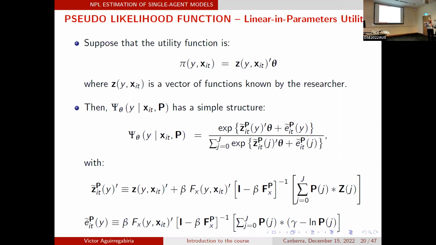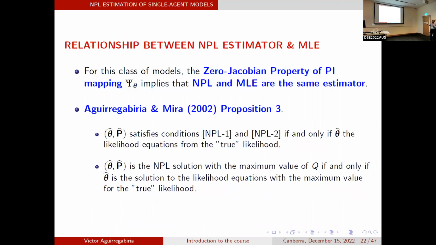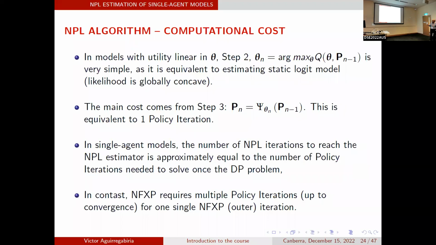I think that the main difference will be that the hybrid might reduce by 1 or 2 policy iterations. That is our experience here, but not much more than that. 1 or 2 policy iterations for each inner iteration. But that's what we did, the policy iteration version of the nested fixed point algorithm.